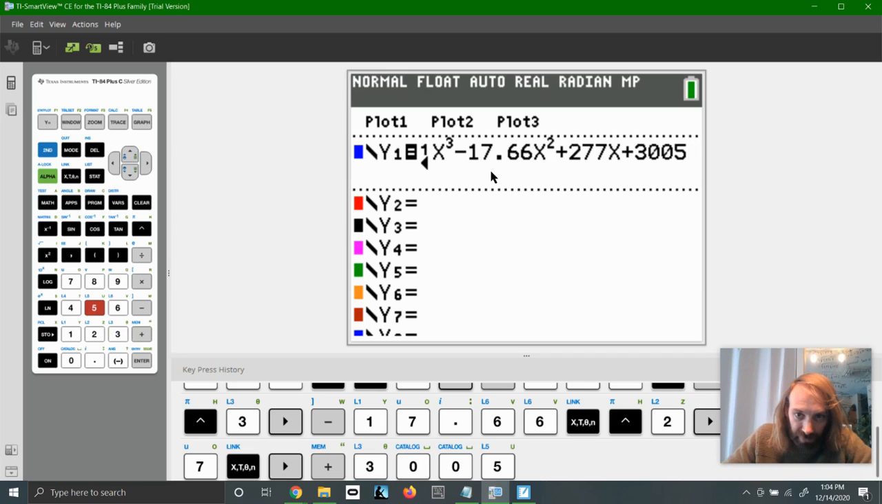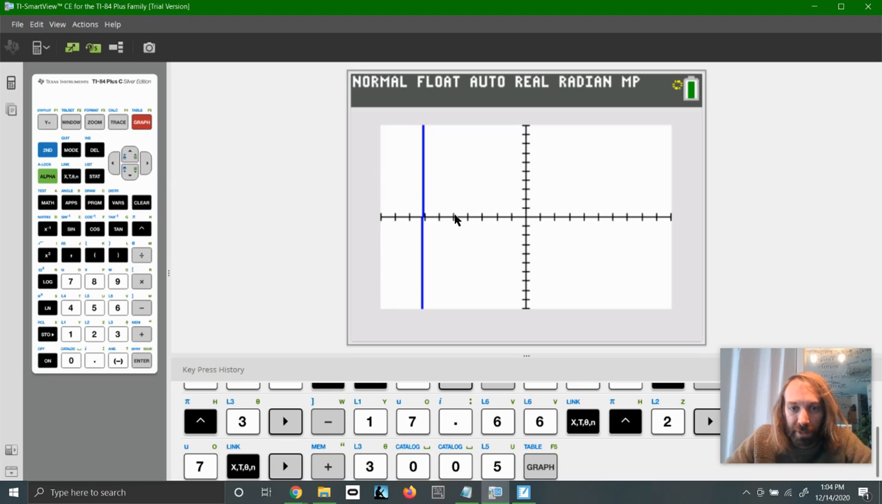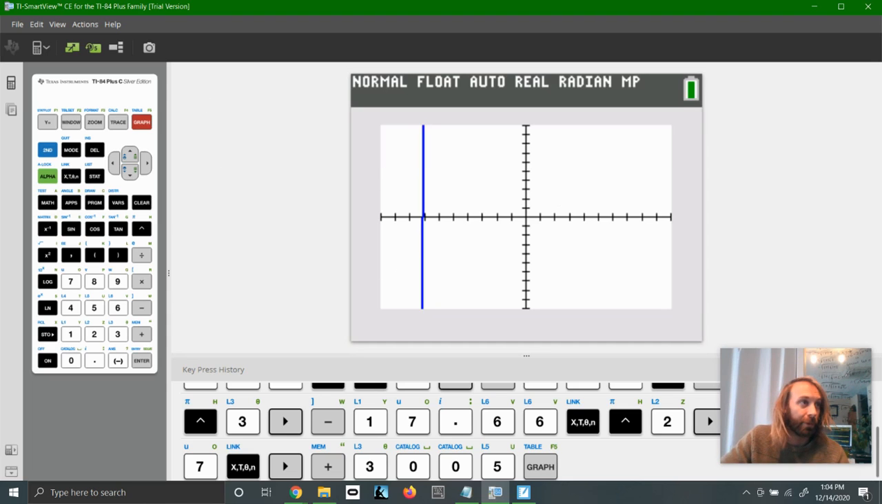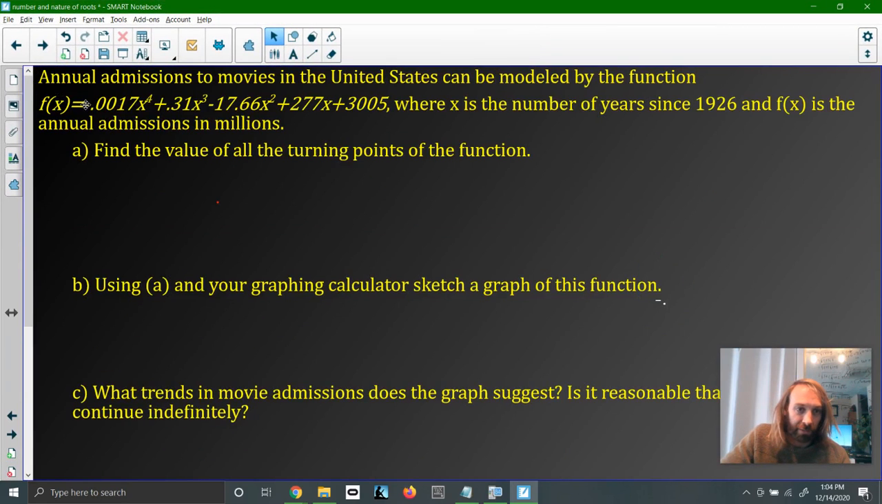And so make sure it's all typed in well. I think this one is. And then I just want to go ahead and graph this thing. Depending on your calculator, you could have all sorts of different results here, depending on what windows you've used in the past. You have to know roughly a little bit about the shape of the graph in order to make some sense of things. And we know that this graph is a negative x to the fourth.